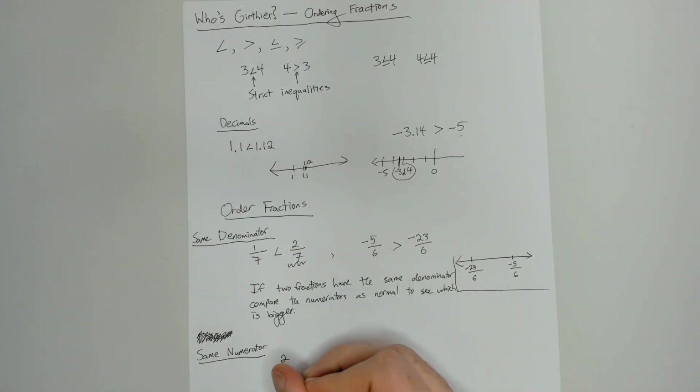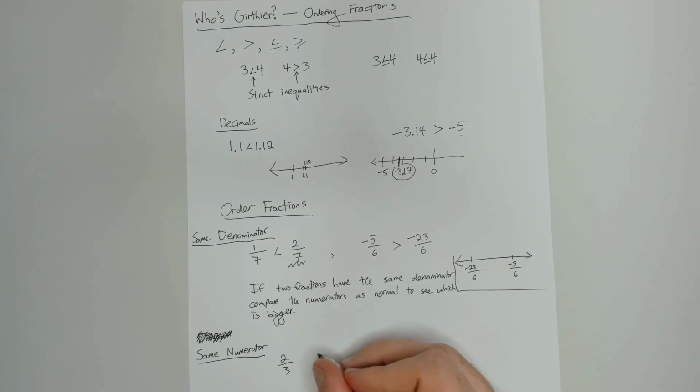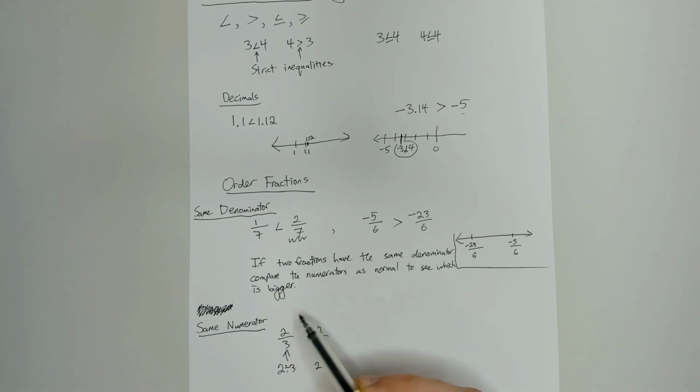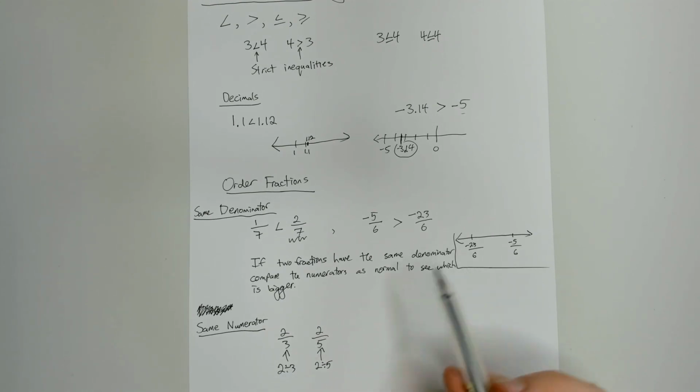So what if we had something like 2/3 versus 2/5? Which one is bigger? This is saying we have 2 pieces of size 1/3, and this one's saying we have 2 pieces of size 1/5. Well, what's going to help us is if we think about what a fraction is. A fraction is division, right? So 2 over 3 is 2 being divided by 3. We're taking 2 and splitting it into 3 pieces. Here, 2 over 5 is 2 divided by 5. We're taking 2 and splitting it into 5 pieces. Which one is going to be bigger?